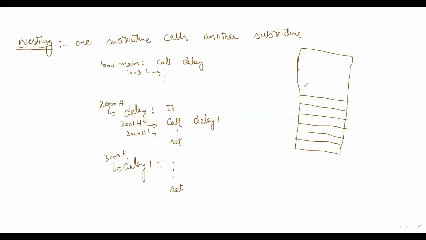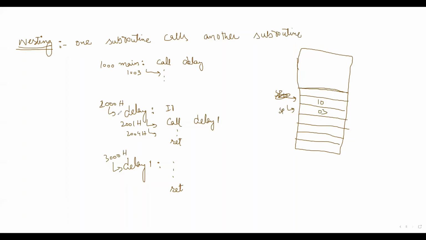Now let's see what will happen. So let's say my stack pointer is here initially. So it is doing call delay, so it is going here. We know that the call instruction stores this address onto the stack. So it will store 1003 here, and my stack pointer will be here. So let's say this was the initial stack pointer; my stack pointer is here.